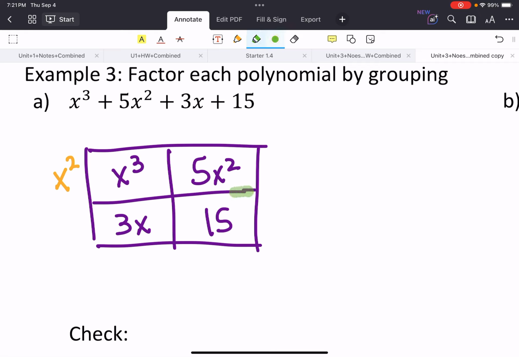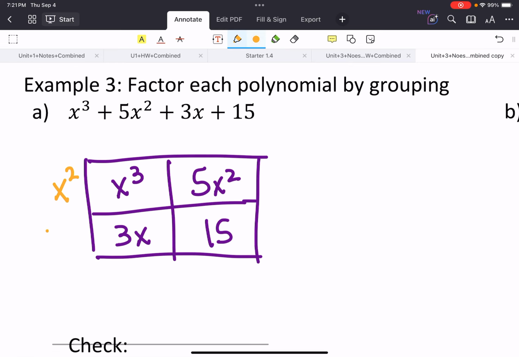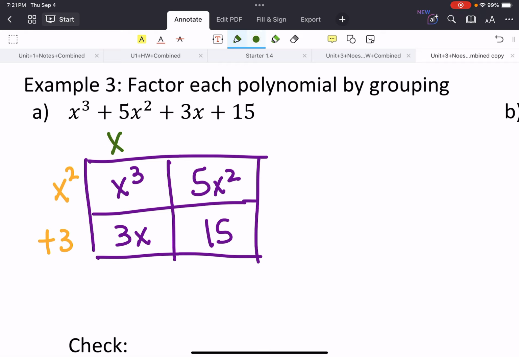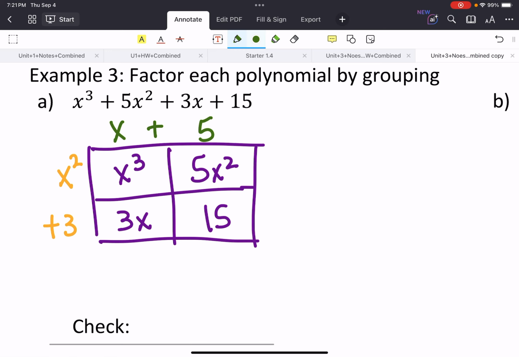Then I'm going to look at this row right here, the 3x and the 15. My greatest common factor is 3. Now I'm going to look at the first column. The greatest common factor of x cubed and 3x is x. They both share an x. And lastly, I'm going to look at this last column right here, the 5x squared and the 15, and their greatest common factor is 5.